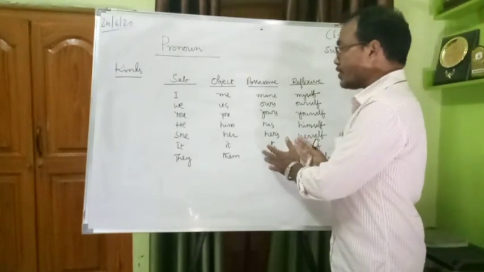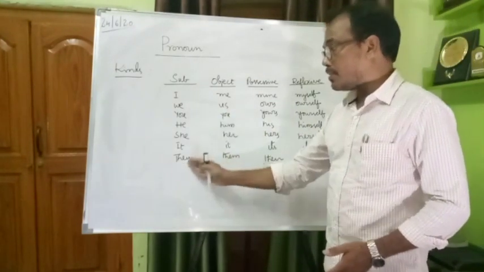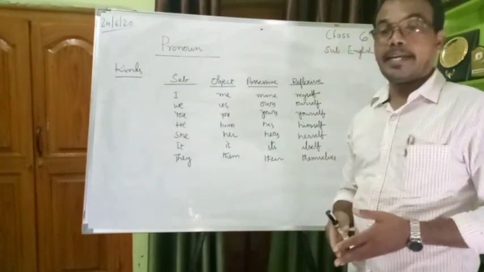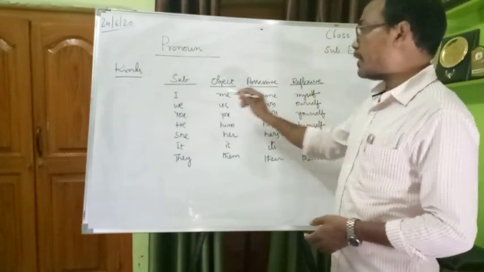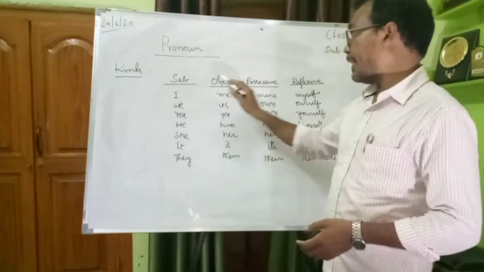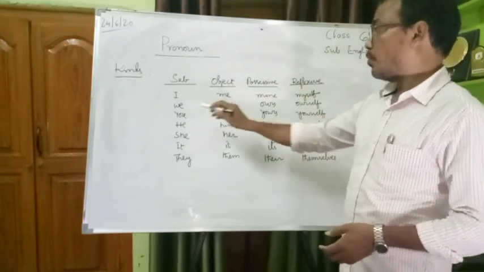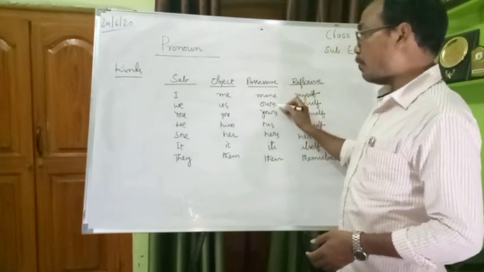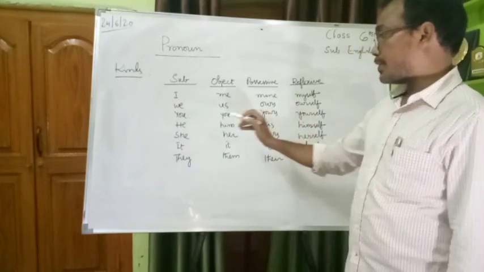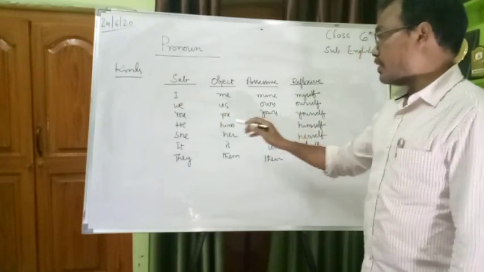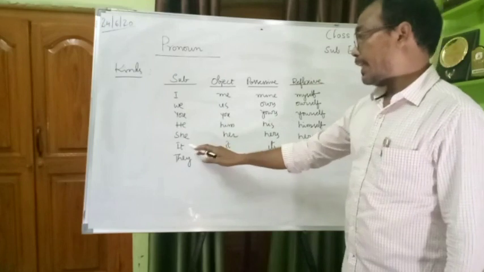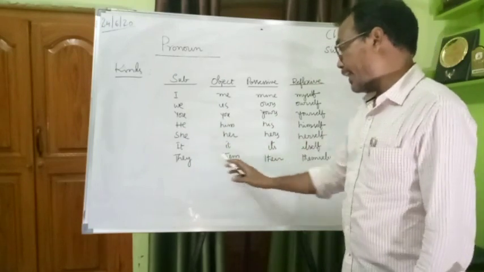To understand these, you need to keep these subject forms always in mind. What is this, mine? It is subject I, possessive case mine. We, possessive pronoun ours. You, yours. He, his. She, hers. It, its. They, theirs.